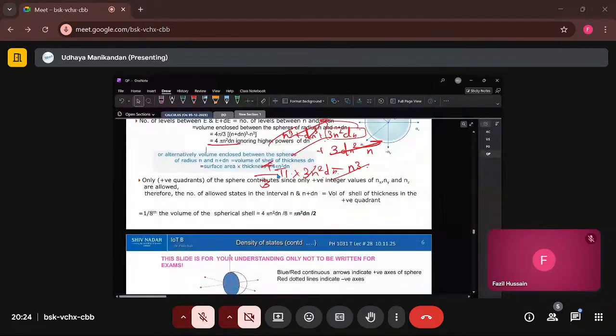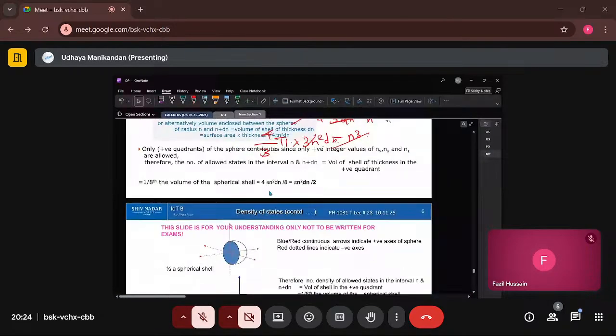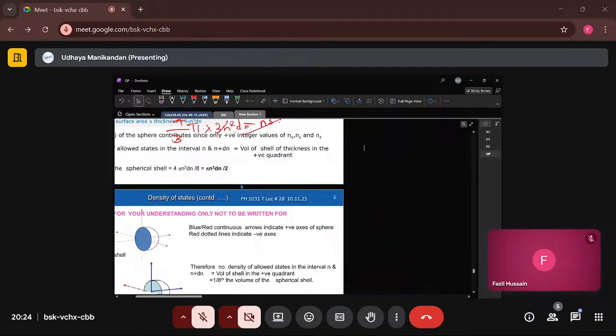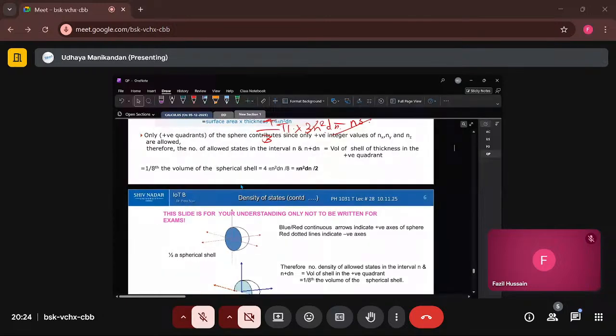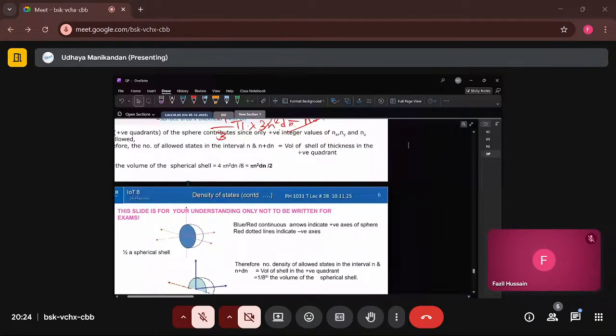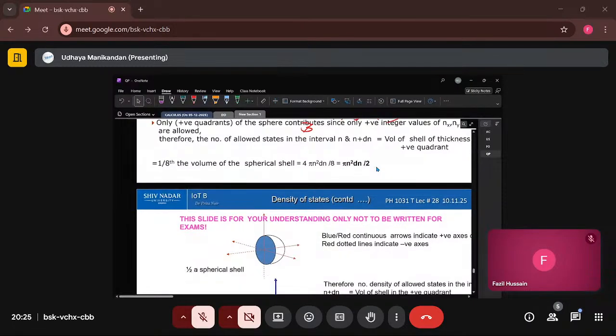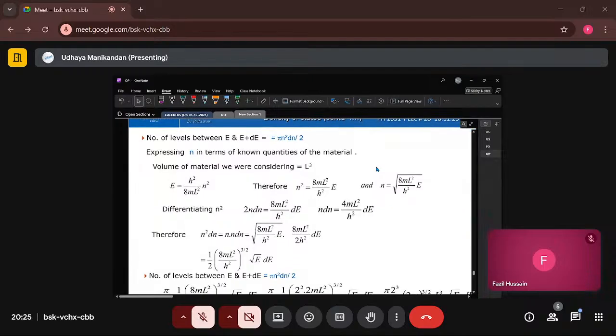So again, you are only interested in finding this, and there are no negative values for nx, ny, nz, right? But the sphere gives you all 8 octants. Just like when you have 2D, you have quadrants; in 3D, it's octants, right? So you are only considering 1/8 of that particular sphere. So we got 4 pi n square dn, just divided by 8. So you have pi n square dn divided by 2. That's what you have, right?